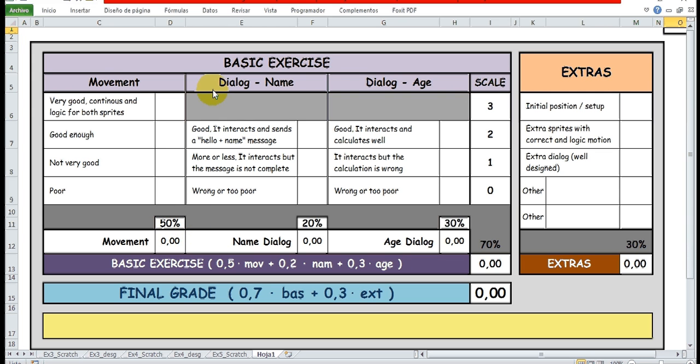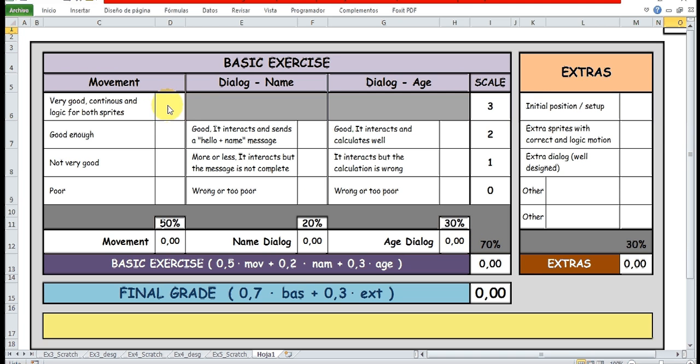Then the dialogue with the name of the user, and this was not so difficult, so the specific weight was at 20%, and the dialogue with the age, in which the sprite had to ask the age of the user, and it had to compare this age with the smaller one. It was a little bit more difficult, so it weighs 30%. So let's see an example.